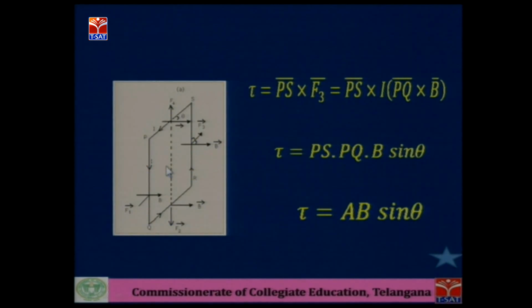The perpendicular distance comes out to be PS here. So PS cross I into PQ cross B. So PS is this, and PS into PQ. What is PS into PQ? This is the product of length and breadth, which gives us A, the area of the rectangle, and B is the magnetic field, and sine theta. So this is AB sine theta. So this is the torque acting on the loop.